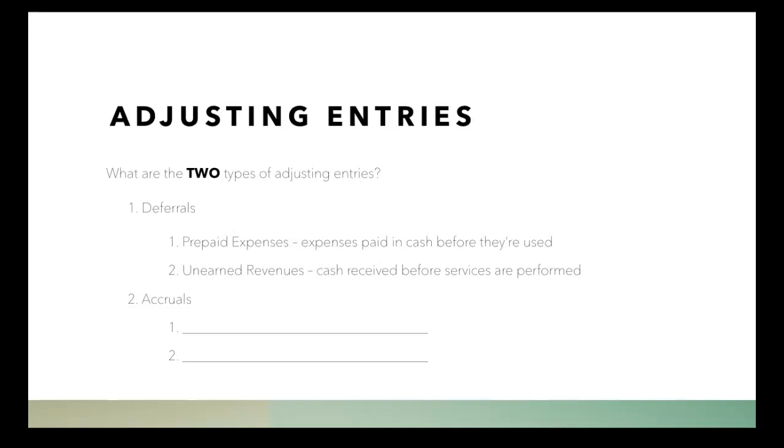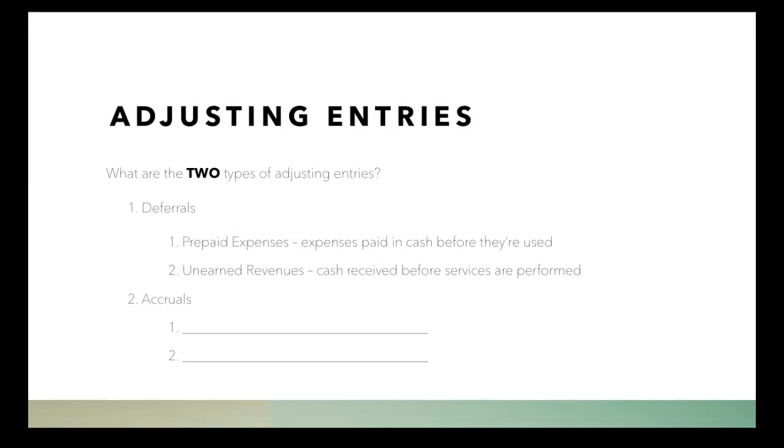For prepaid expenses, we purchased that prepaid rent on July 1st, let's say. We are deferring the recording of the expense until a later date. For unearned revenues, we collect the money up front and we are deferring the recording of the revenues until a later date. So those are your two different types of deferrals.